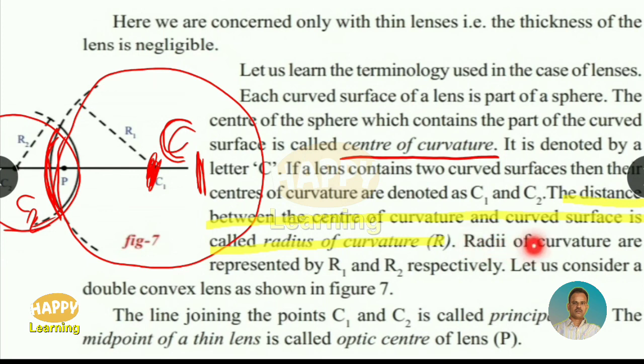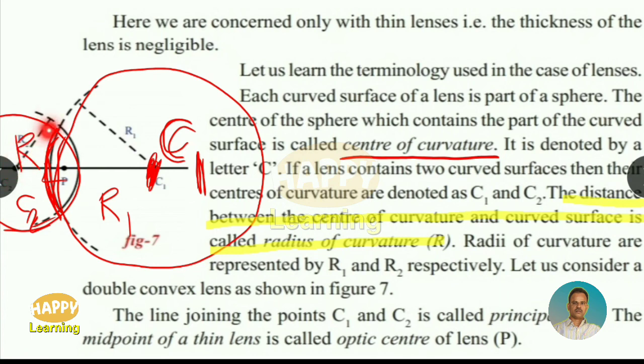Radii of curvature are represented by R1 and R2 respectively. That means for the first sphere, the radius is R1, and for the second sphere, the radius is R2. Here it has been shown. This is R1, and this is R2.